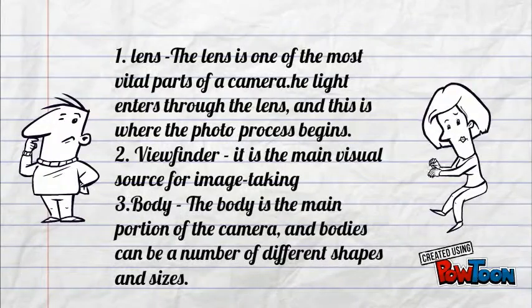The lens is one of the most vital parts of a camera. The light enters through the lens, and this is where the photo process begins. Viewfinder. It is the main visual source for image taking. Body. The body is the main portion of the camera, and bodies can be a number of different shapes and sizes.